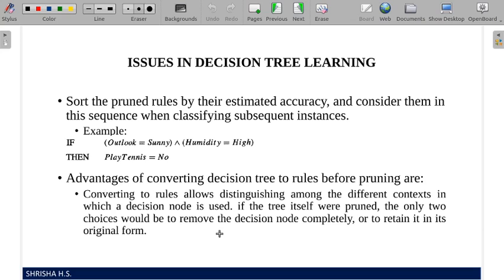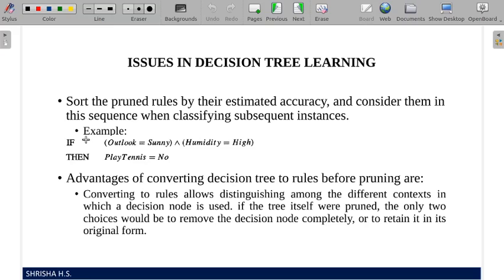For example, after that step, remove outlook equal to sunny and see whether it classifies properly, or remove humidity equal to high and check whether it classifies properly. If yes, then we don't need humidity equal to high, or we don't need outlook equal to sunny. So we have pruned the node.